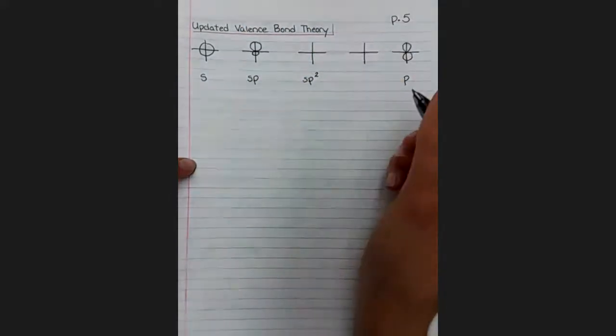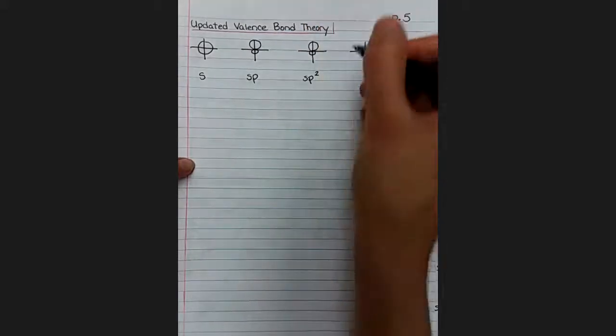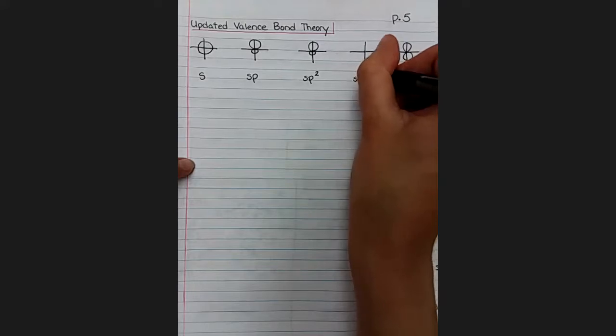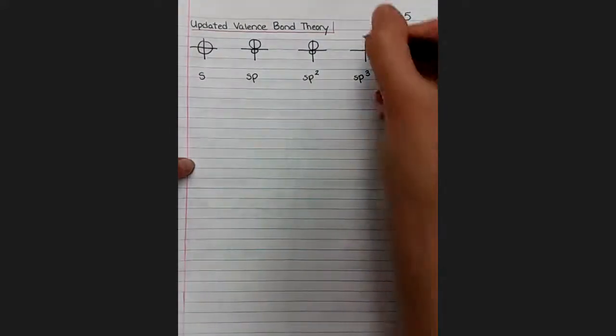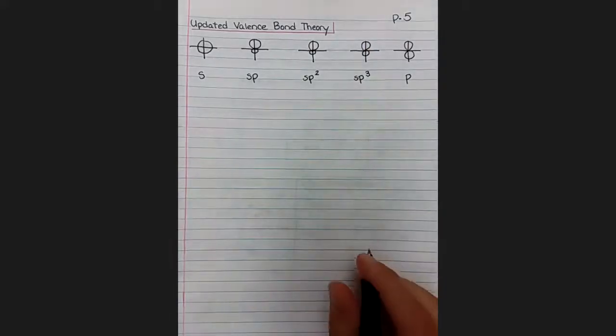sp2 is only 33% s. So the difference in size of the orbitals is going to be a little bit less. I'm not even sure if you can tell from that picture. And our sp3 orbital is 25% s. So those lobes are now almost the same size.